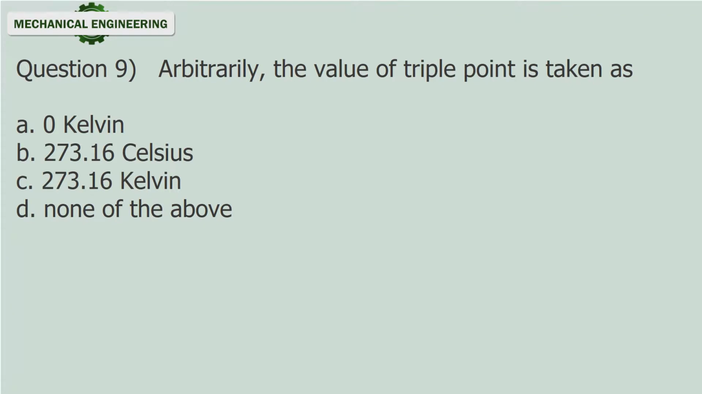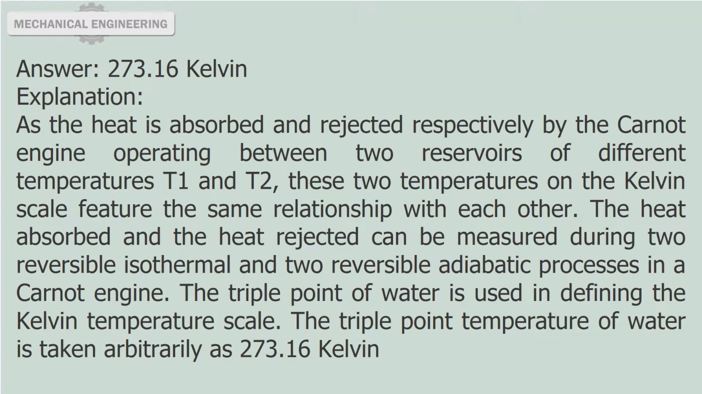Question 9. Arbitrarily, the value of triple point is taken as A. 0 Kelvin. B. 273.16 Celsius. C. 273.16 Kelvin. D. None of the above. Answer: 273.16 Kelvin.